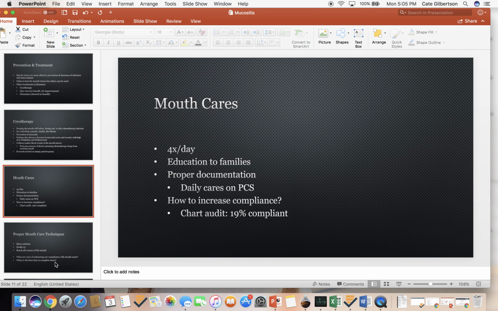Other ways we've talked about, so then our next question here is how to increase compliance. When we did a chart audit of how many mouth cares should have been done on patients, taking the 4 times a day and looking at how many were actually charted, we were 19% compliant. So we have a huge improvement gap here to make. We'd like to get that closer to 100%, of course. So some ideas that people have mentioned on how to increase compliance.